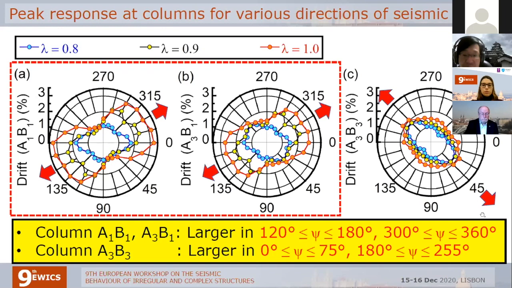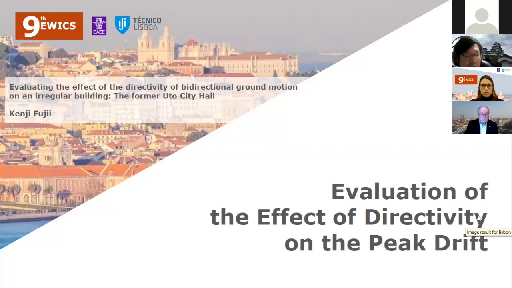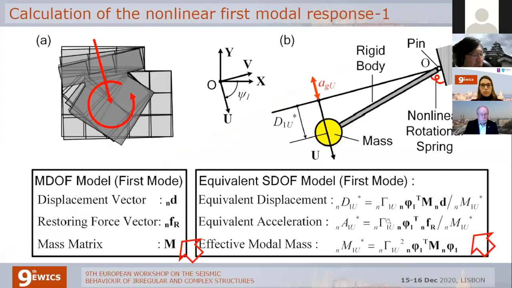So next, the evaluation of the effect of directivity on the peak drift. First, the properties of the first mode response are introduced. The properties of the frame model in the first mode are shown here. The displacement and restoring force vectors shown here are determined from the pushover analysis results. The properties of the equivalent single degree of freedom model are shown here. The equivalent displacement and acceleration and the effective modal mass are calculated from the pushover analysis results.